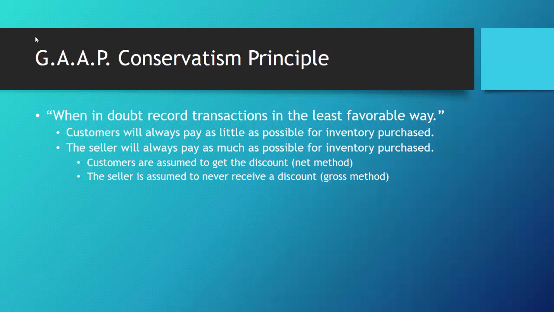The least favorable thing that could happen is that our customers always make their discount period, therefore sending us as little money as possible, and that we always miss our discount period and have to pay as much as we possibly could for the inventory that we're purchasing. So to abide by this conservatism principle, we should assume that customers are always going to get their discount and therefore record all sales using that net method. And we should assume that we'll never receive a discount on any of our purchases, assuming that all of our purchases are paid at the full amount without a discount. We're going to record them using the gross method.